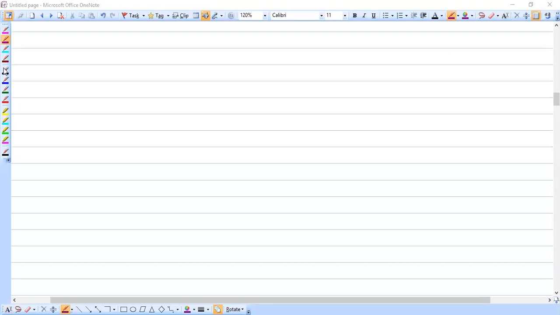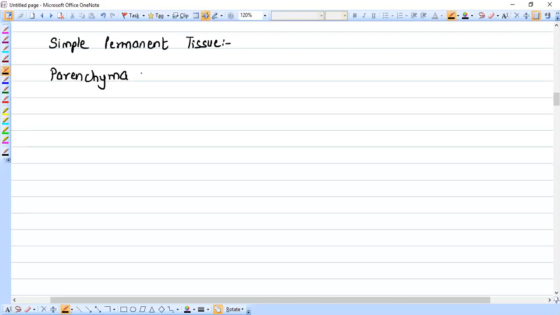We are talking about the next important one, that is simple permanent tissue. In this simple permanent tissue, the very first one is called parenchyma. When I use this word parenchyma, the word para means beside, and enchyma means to pour. So this is parenchyma: pouring something beside or on the side.